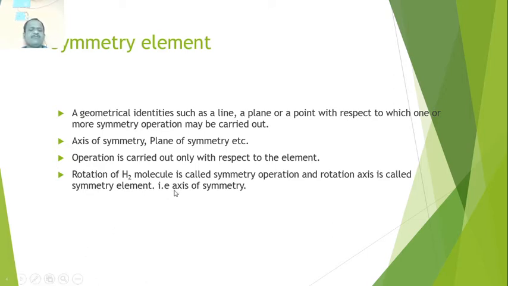If you rotate a molecule by, let's say, a C2 axis, or rotate an H2 molecule, that rotation is called a symmetry operation, and the axis involved in that rotation is called the symmetry element, the axis of symmetry. That means if you have an H2 molecule with one hydrogen and another hydrogen, and you rotate that H2 molecule, that is called a symmetry operation. For rotation we require the axis. Without an axis we cannot rotate that molecule. That's why that axis is called a symmetry element, or an axis of symmetry.